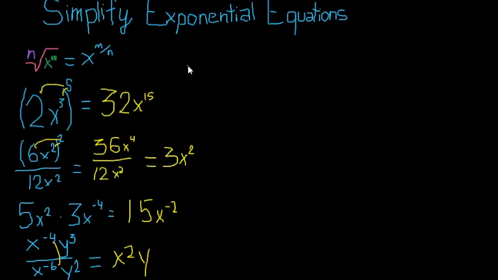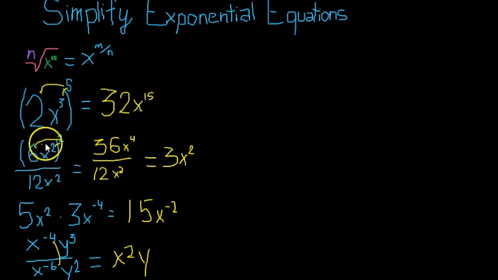Simplifying exponential equations. First, we have the formula for converting radicals to exponents because that's often important when simplifying exponential equations, and then we have some examples. Here, you distribute the 5. As you can see, 2 to the power of 5 is 32, and here you multiply the exponents. 3 times 5 is 15, so x to the power of 15.